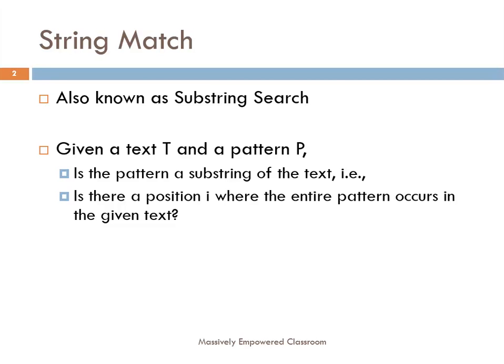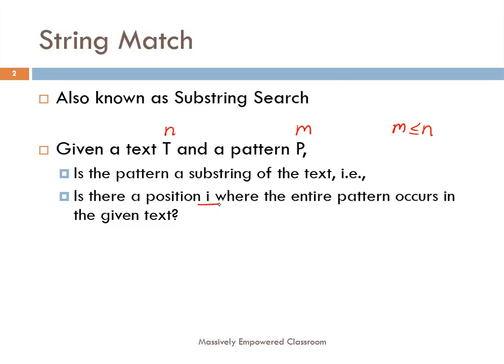So we are given a text T, let's say its length is n, and we are given a pattern P, let's say its length is m, and m must be less than or equal to n. If the pattern you are looking for is longer than the text, then the text could never contain that pattern as a substring. Typically m is much less than n. Both are strings, and the problem is to find whether the pattern is a substring of the text.